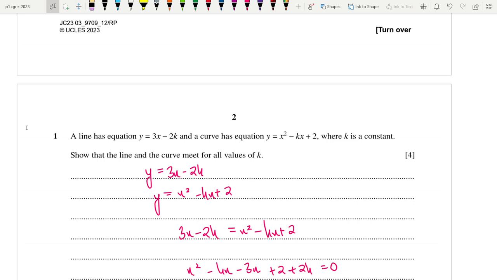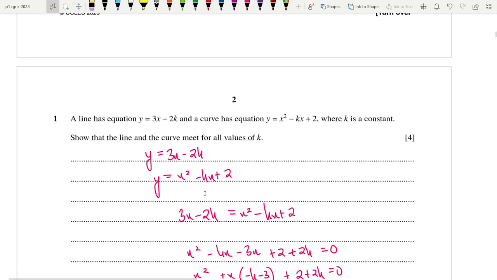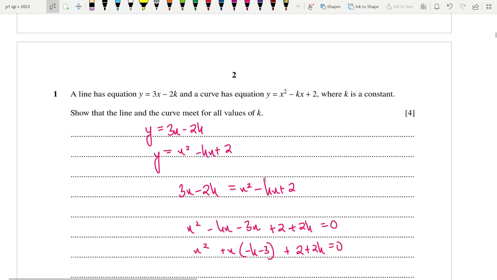So here you have to equate the two, the line and the curve. This is what I did in this step over here. Afterwards, just simplify it. Bring everything to one side: x squared minus kx minus 3x plus 2 plus 2k is equal to 0. So x squared plus, inside the bracket, minus k minus 3, plus 2k plus 2 is equal to 0. Now, we need to show that they meet for all values of k.